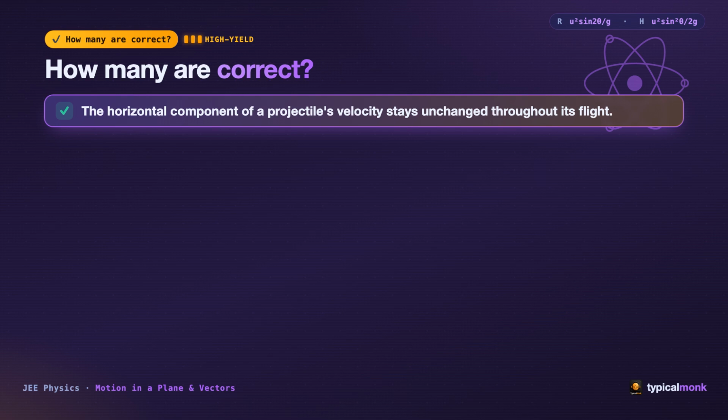Here's a favorite G format. I will read some statements. You silently count how many are correct.